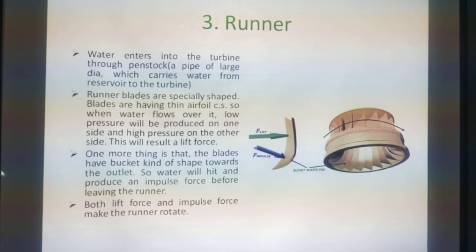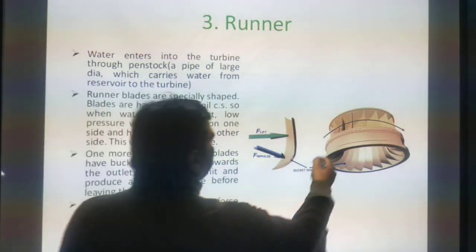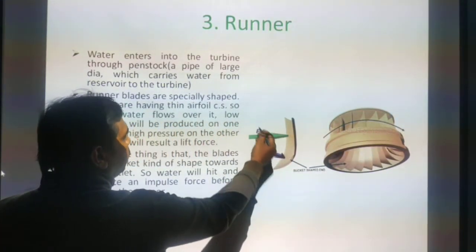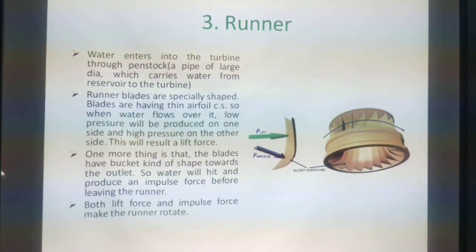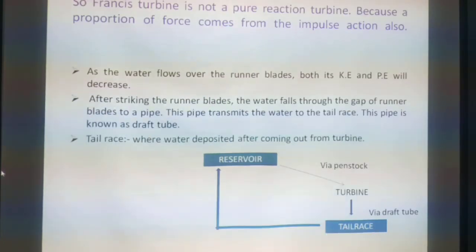Both this lift force and impulse force make the runner rotate. This will rotate due to these two forces, lift force and impulse force. So the Francis turbine is not a pure reaction turbine because a proportion of force comes from the impulse action also.